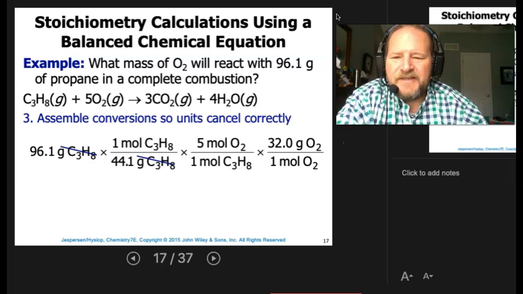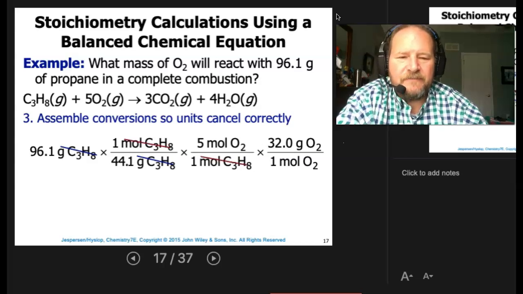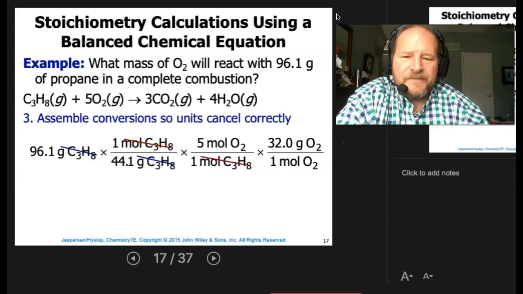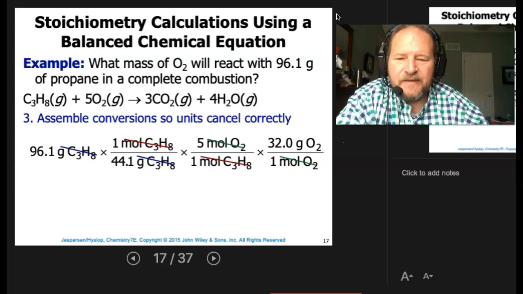Then we're going to use our balanced chemical equation. For every 1 mole of propane, we're going to need 5 moles of O2. So moles of propane will cancel out. Once we're in moles of oxygen, we're going to go to grams of oxygen using our periodic table once again, and then moles of oxygen will cancel out.